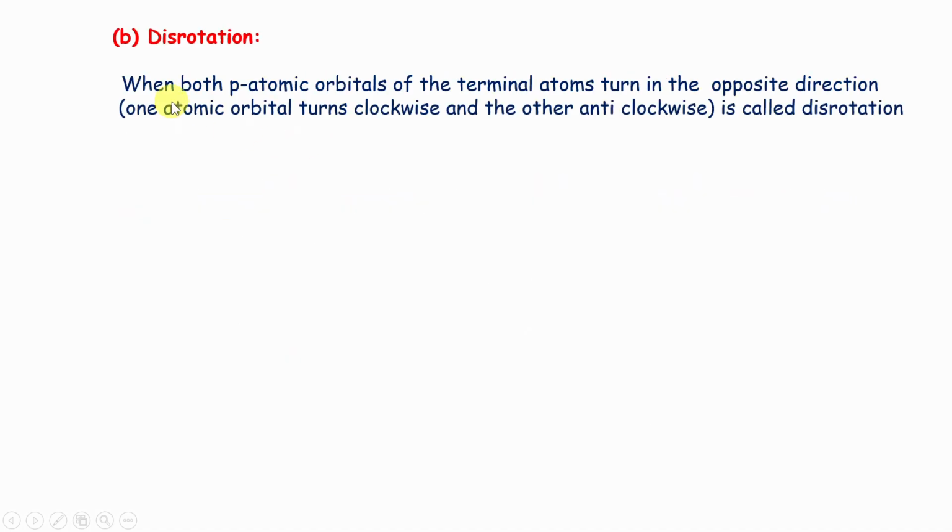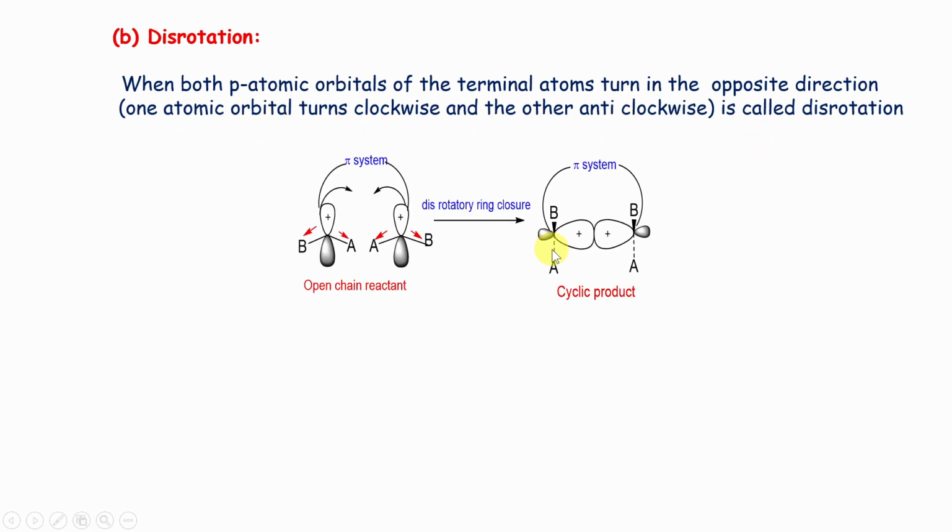Similarly, when both the p atomic orbitals of the terminal atoms turn in opposite directions, in such a way that one atomic orbital turns clockwise and the other anti-clockwise, it is called disrotation. See here the atomic orbitals of the terminal carbon atoms turn in opposite directions. One atomic orbital turns clockwise while the other turns anti-clockwise. And this process of rotation is called disrotation.